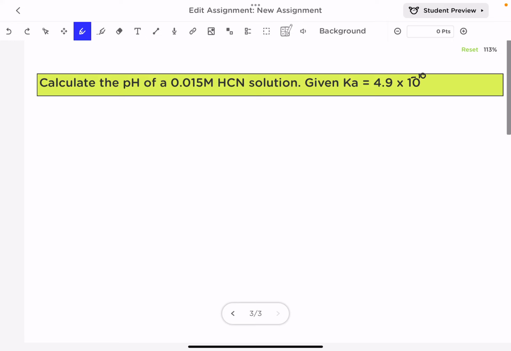I am going to explain how to use the ICE table in order to calculate the pH of a weak acid. So first, when the question is given, calculate the pH of 0.015 molar of HCN, we need to double check that the given acid is strong or weak, because as I mentioned in my previous video, a strong acid, its pH will be calculated in a different way.